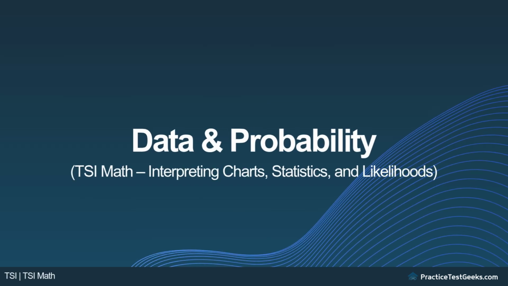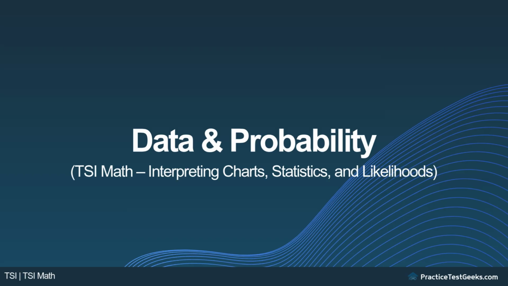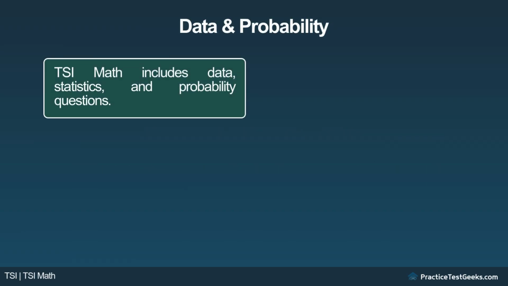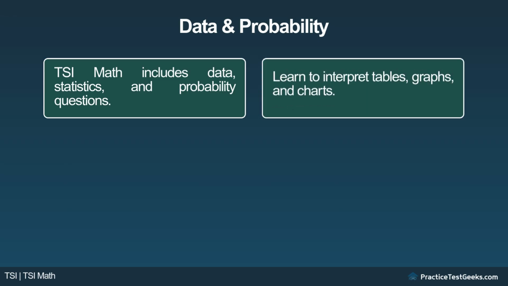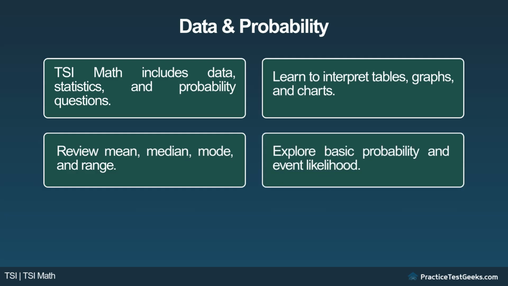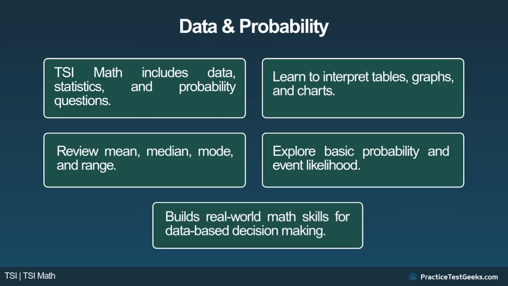Data and probability. Interpreting charts, statistics, and likelihoods. The TSI math section often includes questions that ask you to read data, understand statistics, and calculate probability. In this lesson, you'll learn how to interpret tables, graphs, and charts, as well as how to work with mean, median, mode, and range. You'll also explore basic probability concepts to determine the likelihood of events. These real-world math skills are essential for making informed decisions and answering data-based questions confidently.